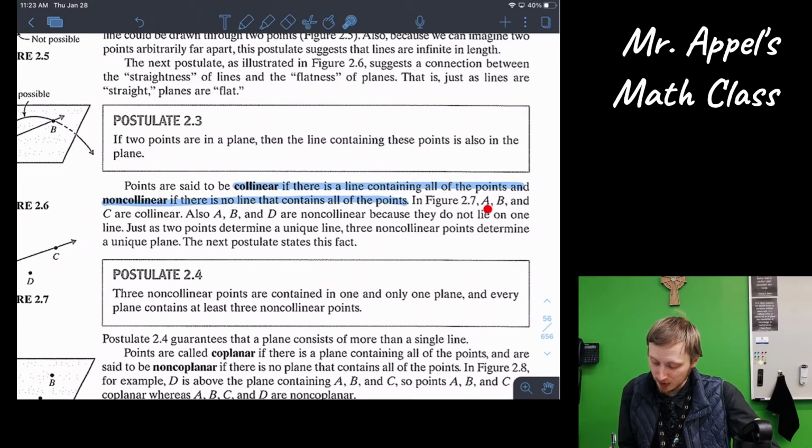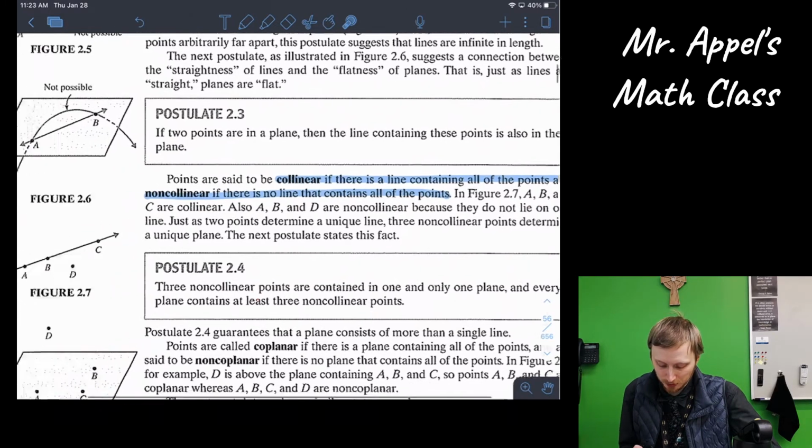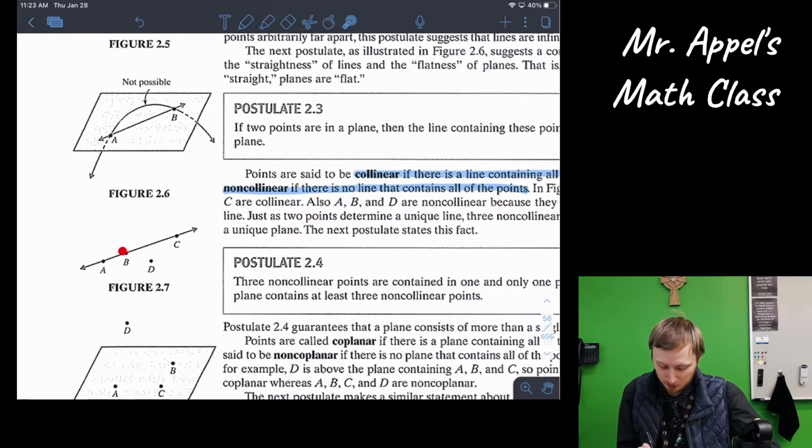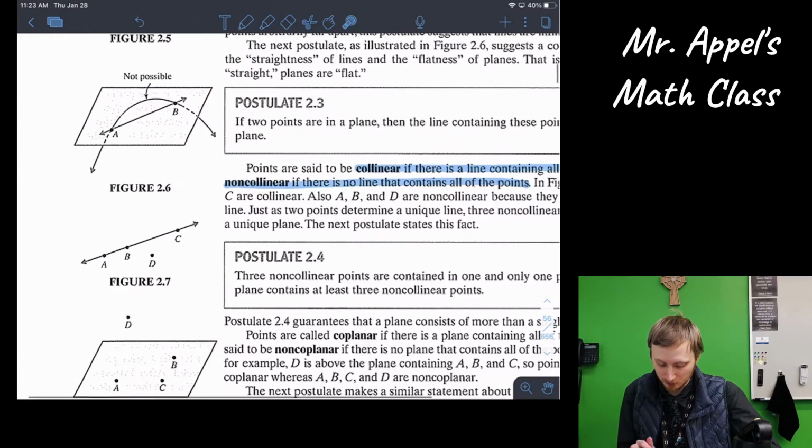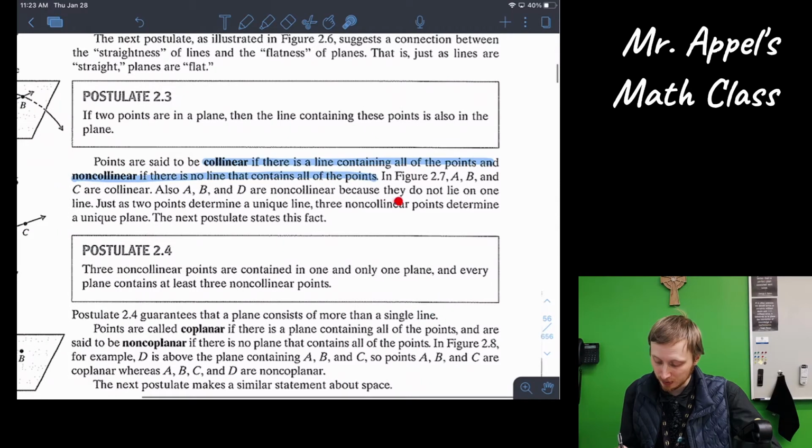Figure 2.7, A, B, and C are collinear. A, B, and D are non-collinear. If you were to make the group of just A, B, and D, the whole group is non-collinear because they do not lie on one line.